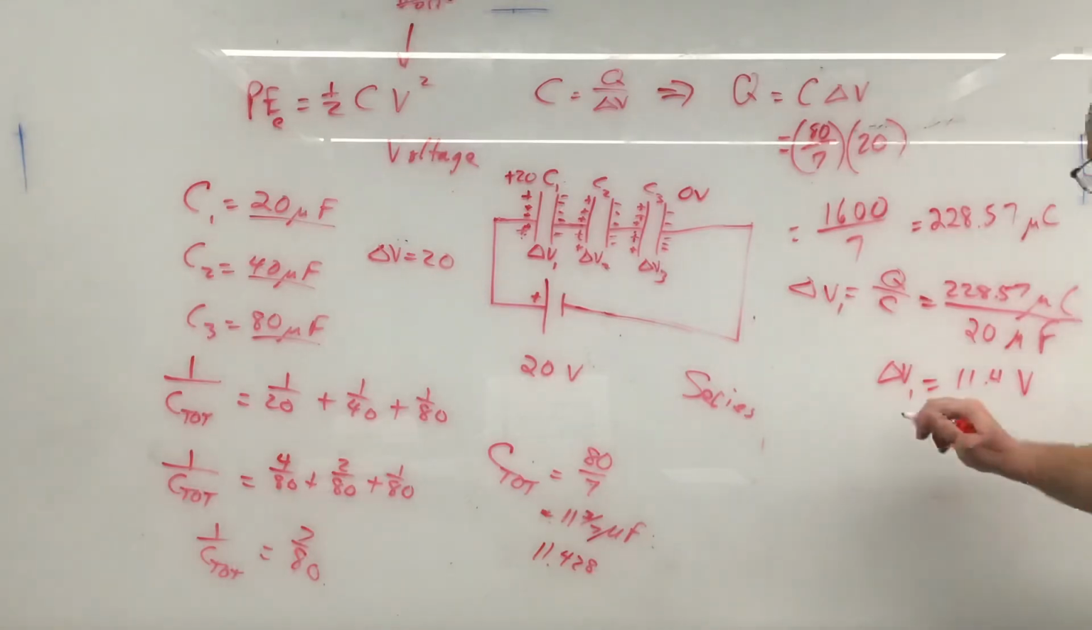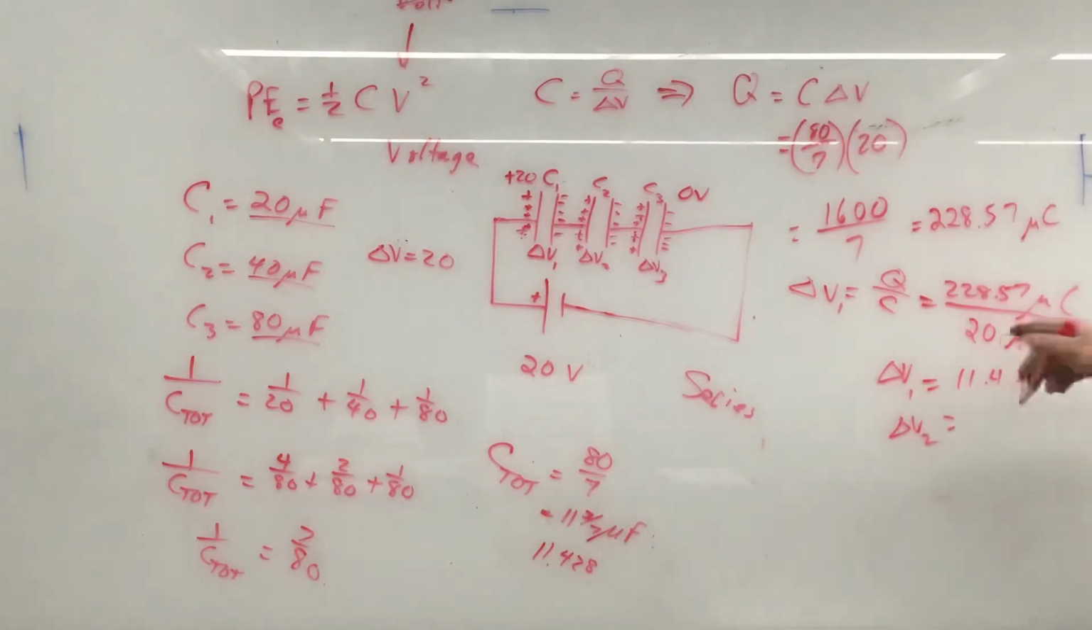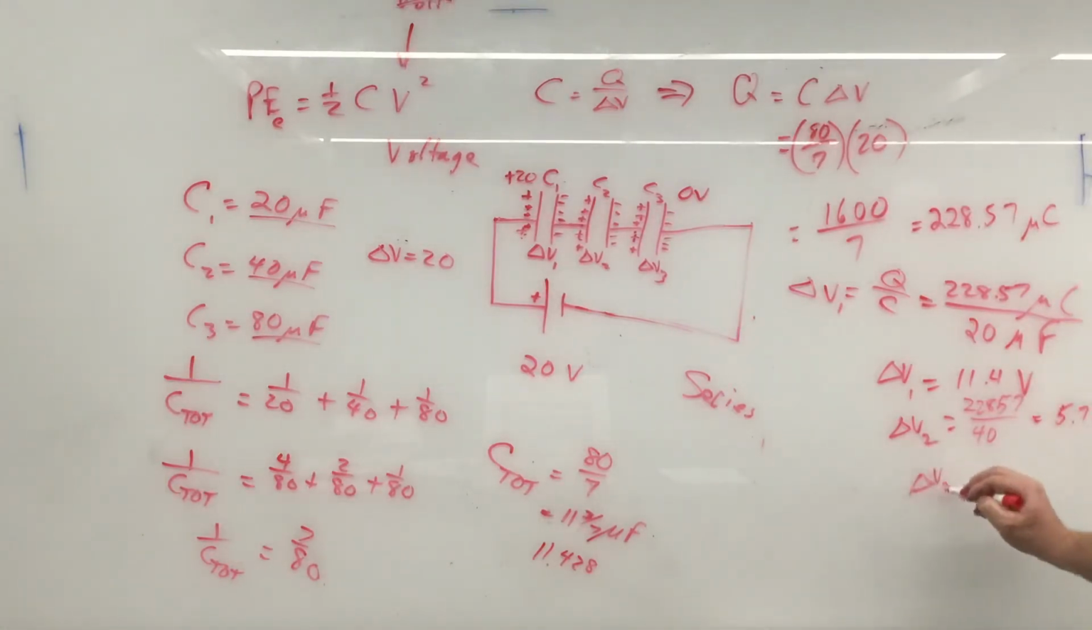Now, if I go to delta V2, what's it going to be? It's going to be 228.57 divided by 40, which is 5.7 volts. And delta V3 is 228.57 divided by 80 microfarads, and that is going to be 2.8 volts, 2.9, I guess we rounded up. And those three together all have to add up to 20, which they do. A little bit of round off there, but they need to add up to 20. So the total voltage is just adding those three up together.